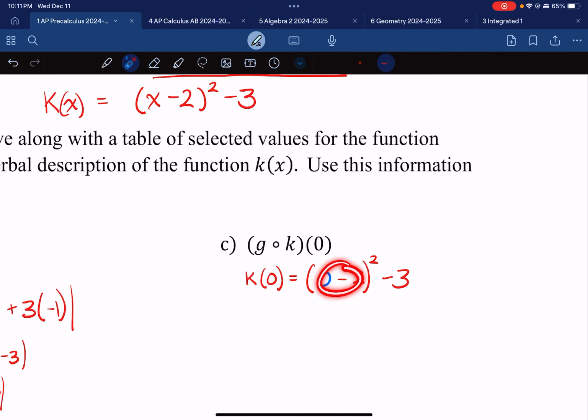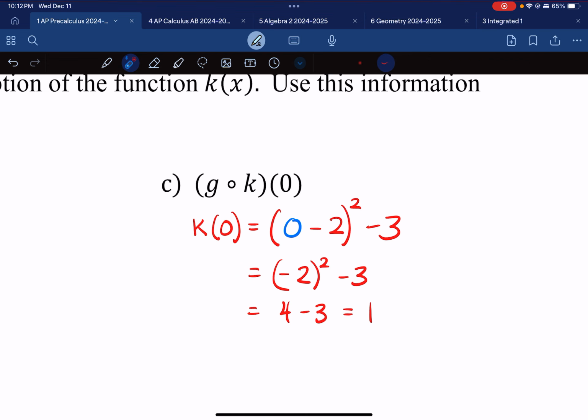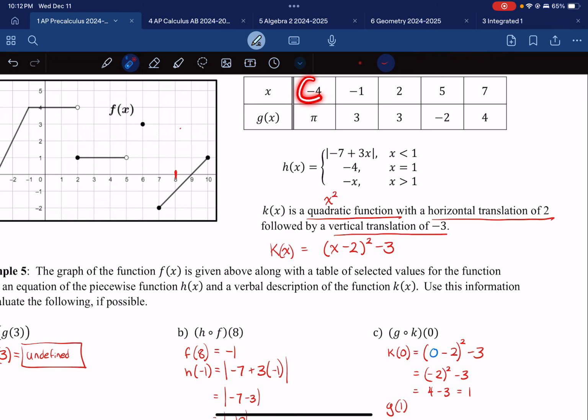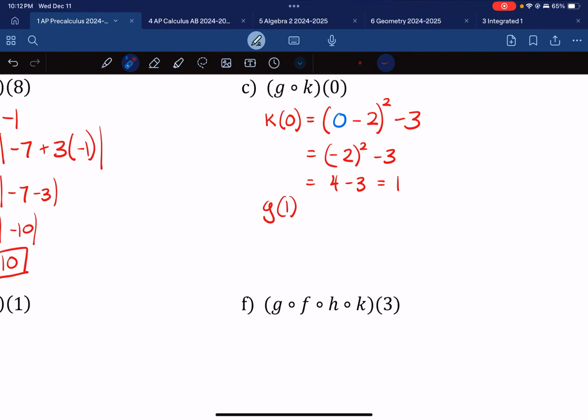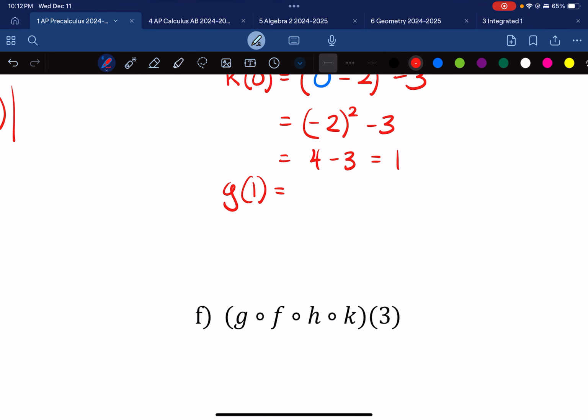So 0 minus 2 is a -2. I'm just going to show all of my work to make sure that we can follow. This is going to be a -2 quantity squared minus 3, and that's going to be a 4 minus 3, and 4 minus 3 is 1. So I know k of 0 is 1, and now I'm going to plug 1 into g. So what is g of 1 is the next question. G of 1. So g is using a table value, and where's 1? We don't have 1. It's undefined yet again. We got all the way to the end and it was undefined. It's kind of like finding the treasure only for it to be empty. This is undefined.